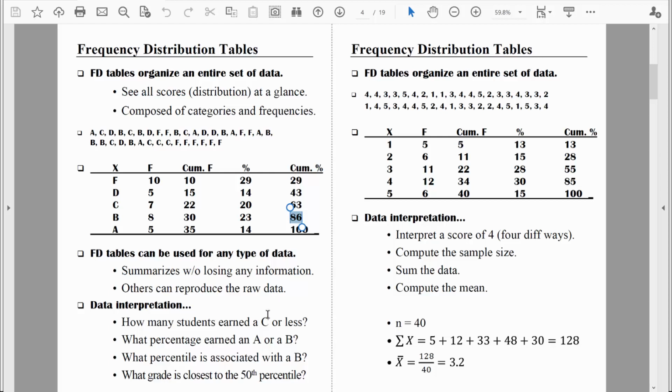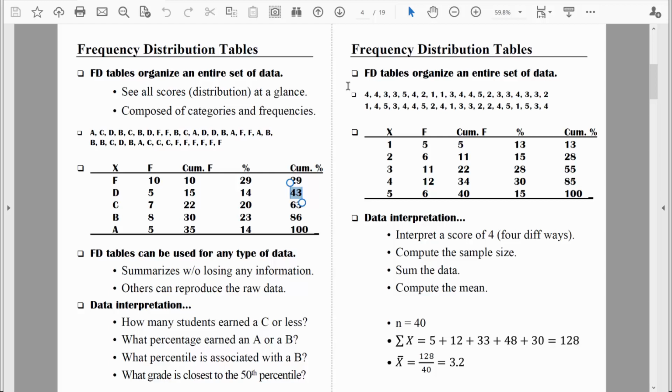This final question asks, what grade is closest to the 50th percentile? Well, as I look at the values listed in this column for cumulative percentage, the closest value that I see to 50 would be 43. So the grade that's closest to the 50th percentile would be a D. The 50th percentile is essentially the middle grade. It's the point at which 50% of the students scored at that level or lower. And in this case, the closest thing to the 50th percentile would be the 43rd percentile. So 43% of the sample scored a D or less.